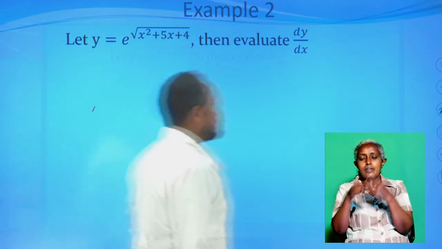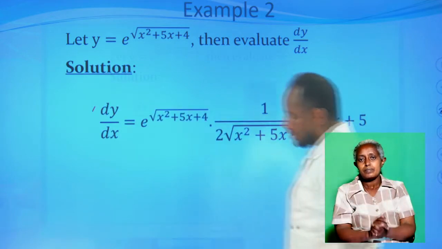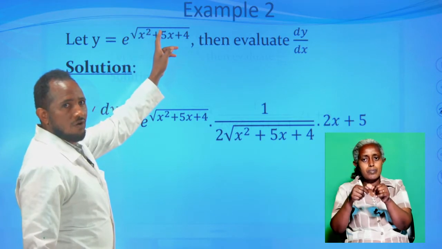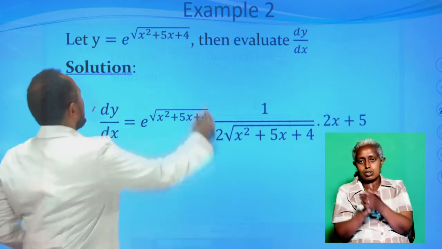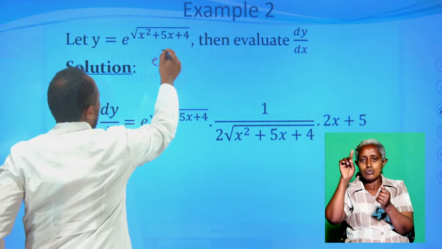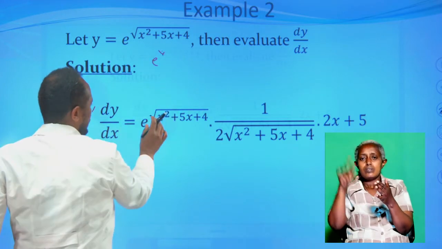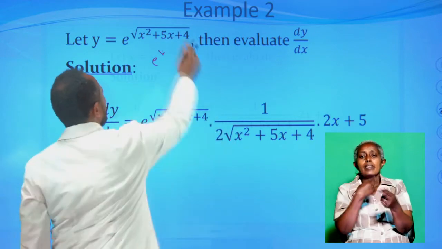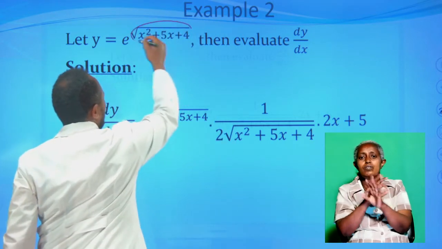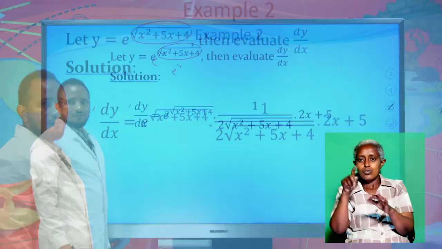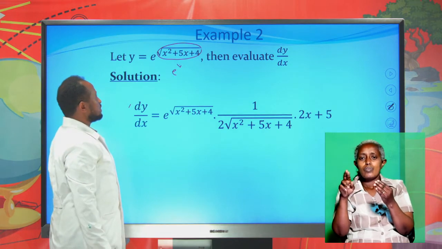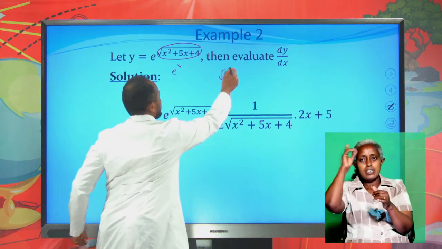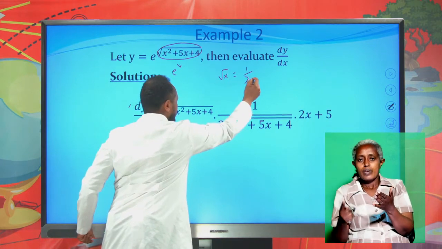So applying the chain rule, we have this one. dy by dx is equal to e raised to this part. I hope you remember the derivative of e raised to x is itself. So e raised to the square root of x squared plus 5x plus 4 itself, times, and then applying the chain rule, the second function is the square root function, the square root of x squared plus 5x plus 4. Its derivative is 1 over 2 root of this one. You remember the derivative of the square root of x is 1 over 2 root x.